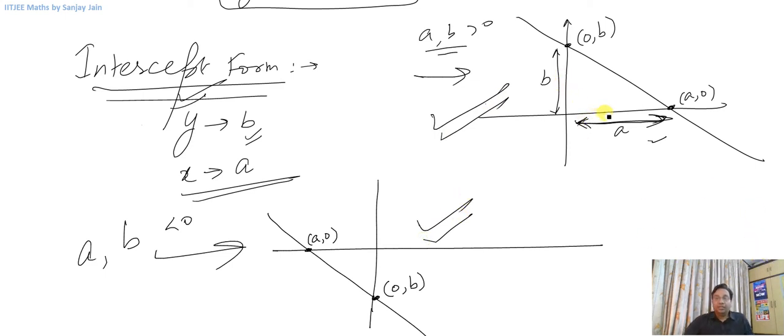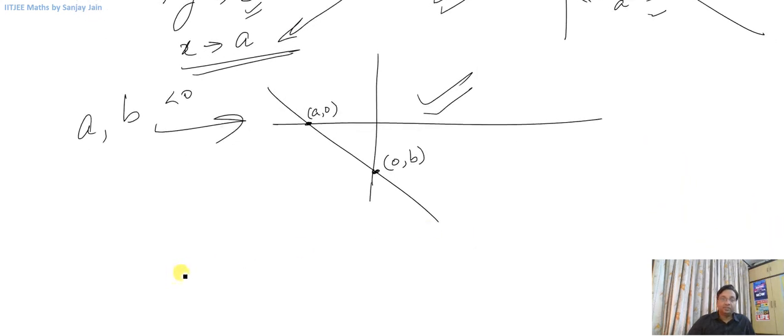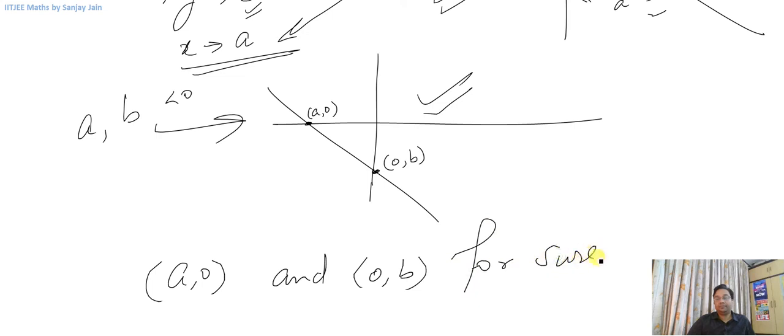So if the y-intercept is given as b and the x-intercept is given as a, then it is sure that the line will pass through a comma 0 and 0 comma b for sure, right? Because the x-intercept is given as a, that means the line will cut the x-axis at a comma 0, and the y-intercept is given as b, so that means the required line will cut the y-axis at 0 comma b.